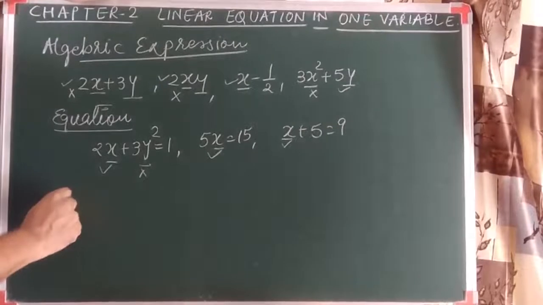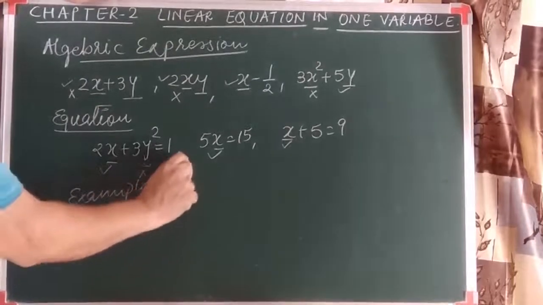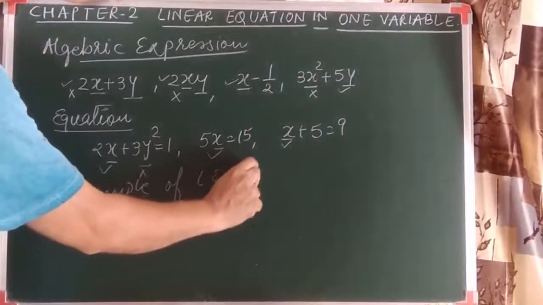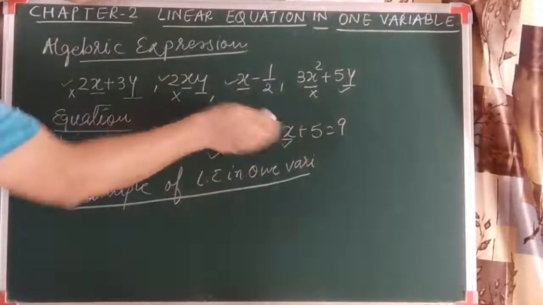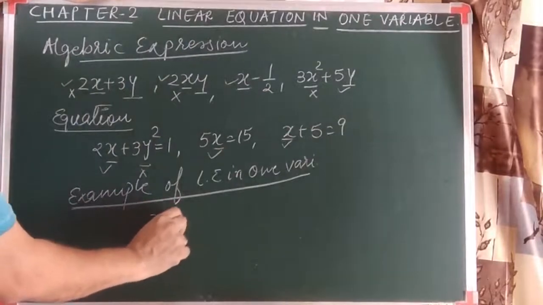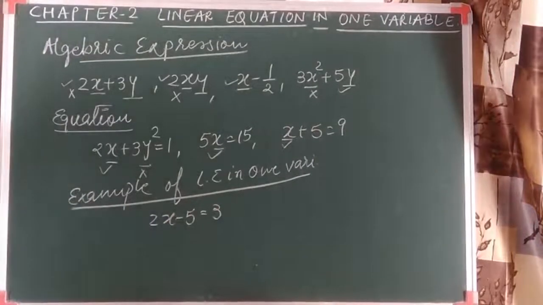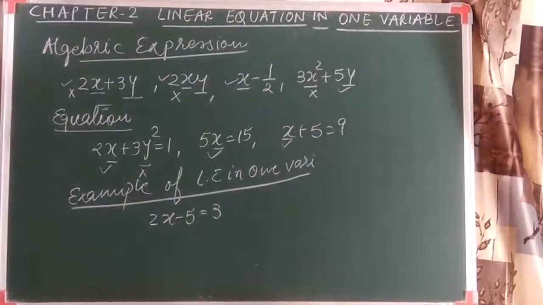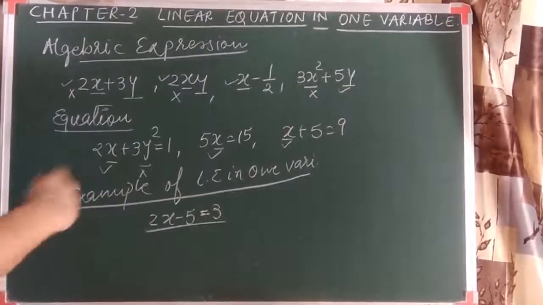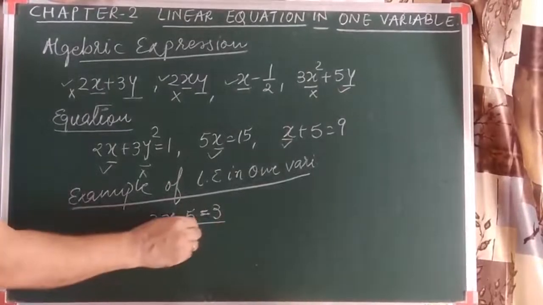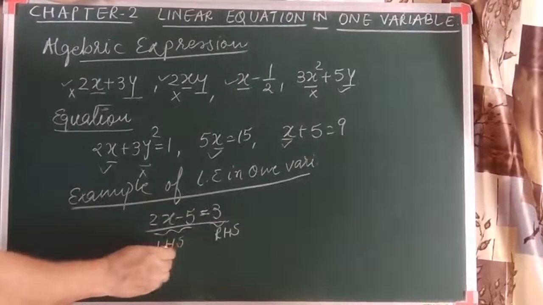If I write an example of a linear equation in one variable, as I have written previously, let me write down 2x minus 5 is equal to 3. So this is one example of a linear equation in one variable. Why? You can see it is an equation first because it has an equal sign. So there are two sides, the left hand side and the right hand side. Thus 2x minus 5 is called the left hand side and 3 is called the right hand side, which we call LHS and RHS.